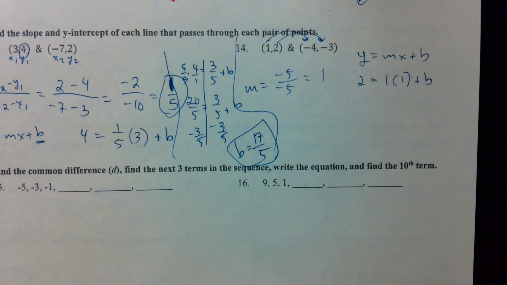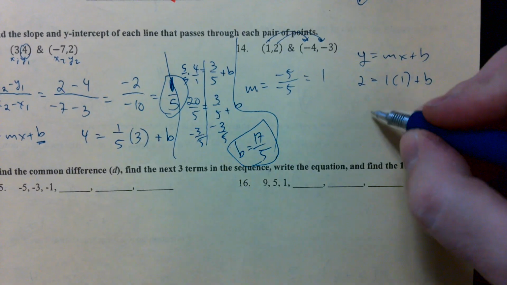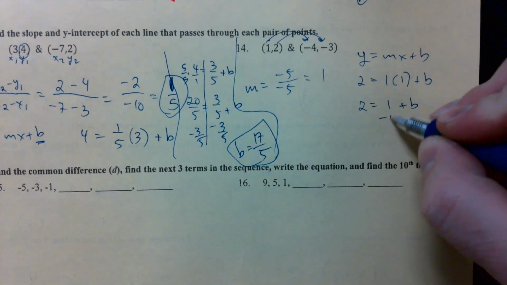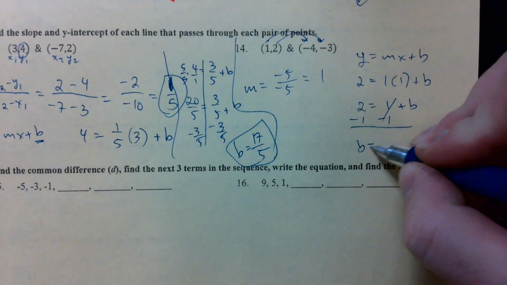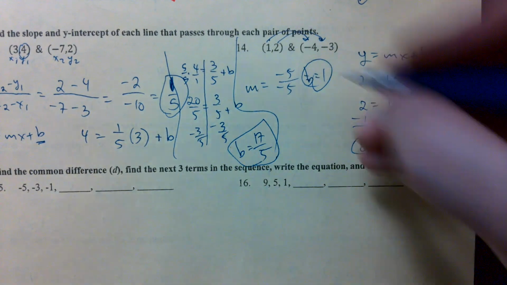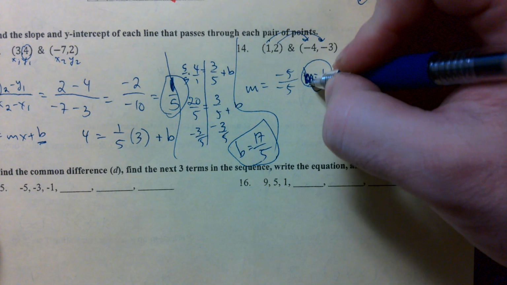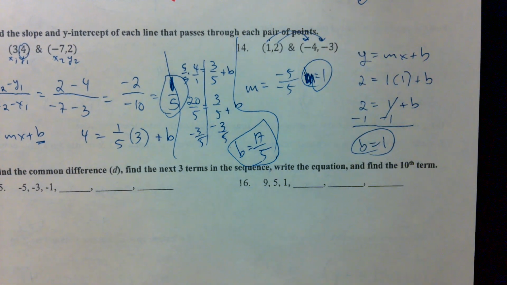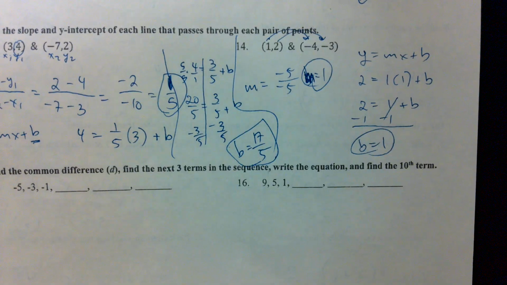Does that look right so far? What's 1 times 1? 1. What's 2 minus 1? 1. So m equals 1, b equals 1. I wrote b twice. That's like the difficulty level of what the quiz question is going to be, for your reference. Okay?